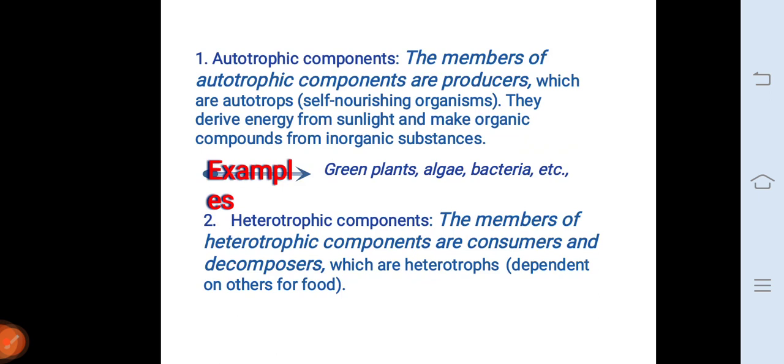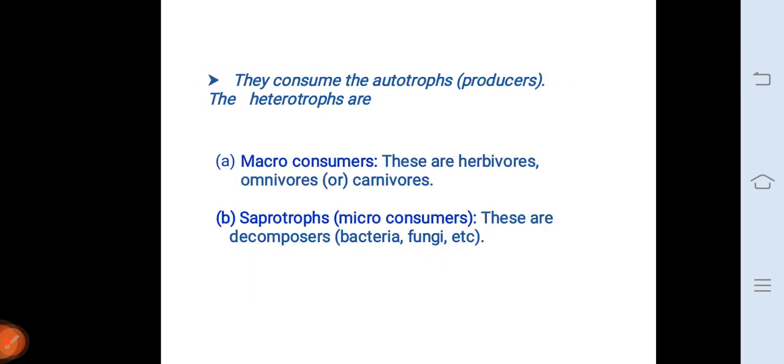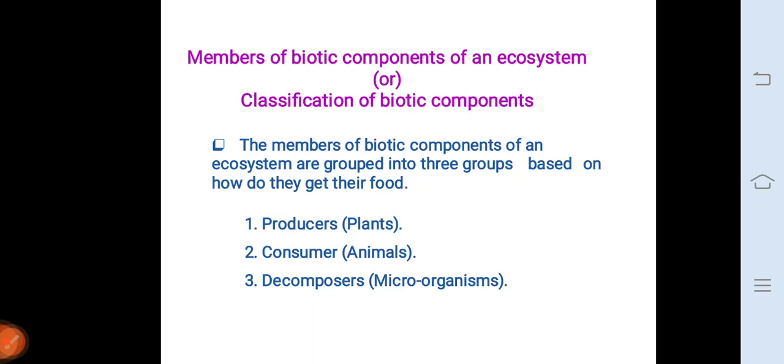Next, consumers. Consumers are the organisms which cannot prepare their own food and depend directly or indirectly on the producers. They cannot make organic compounds, but they can transform one form of organic compounds into another form of organic compounds. For example, plant-eating species such as insects, rabbit, goat, deer, cow, etc. Animal-eating species, such as fish, lions, tigers, etc.